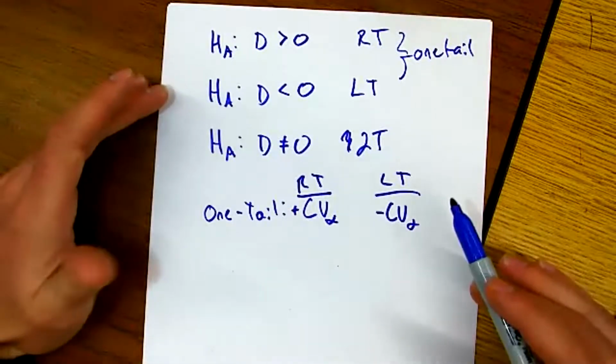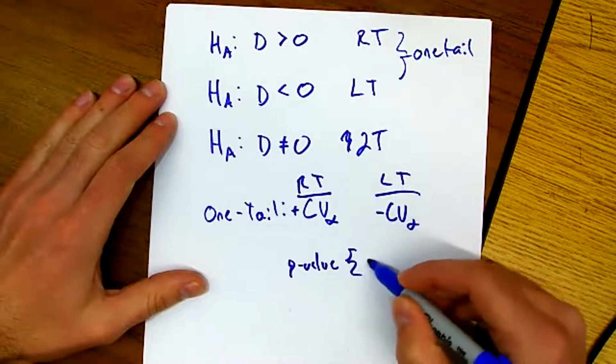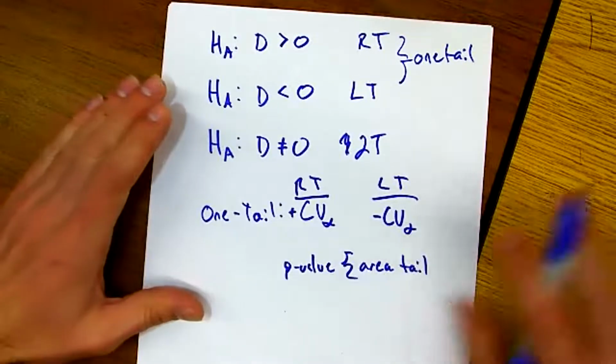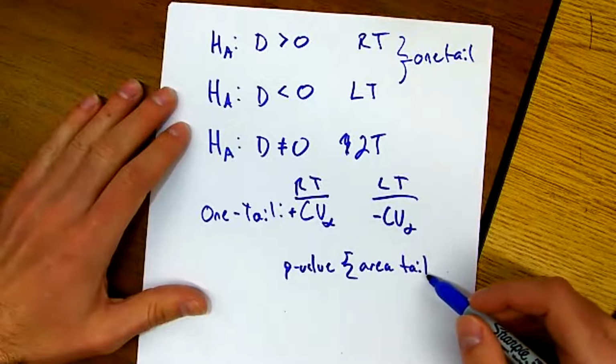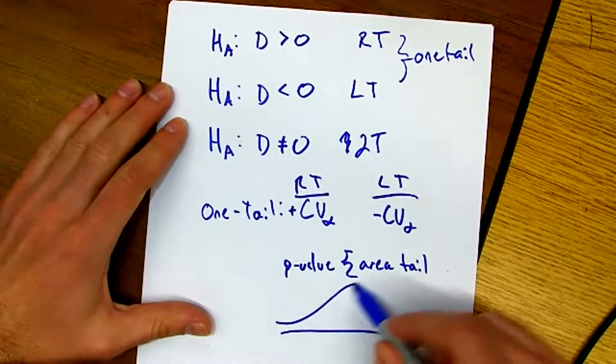When it comes to finding the p-value, you can think about this as simply the area in whatever tail we're looking, left or right tail test. And I should say, let me give you a little bit of a diagram here, right?